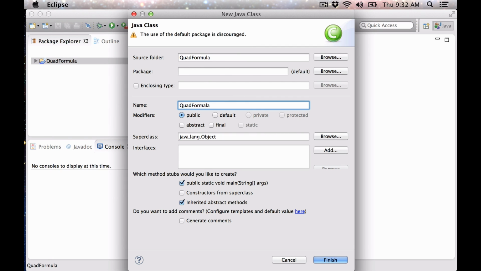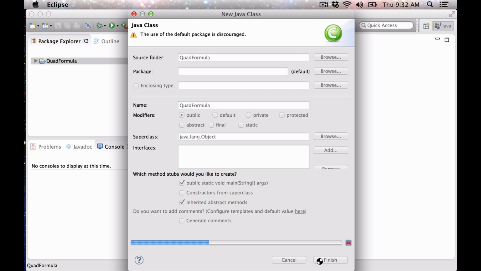Keep in mind that as we go on and get more and more complicated projects, the name of each class is not necessarily going to be the same name as the project. We'll have more than just one class. But for now, it just makes the most sense to name it the same thing.